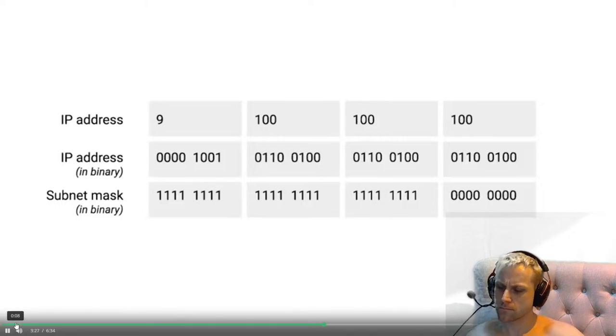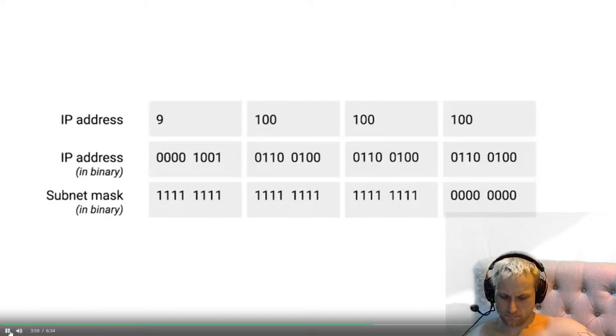You might remember that we already know how to get the network ID for an IP address. For 9.100.100.100, a Class A network, we know that this is just the first octet. This leaves us with the last three octets. Let's take those remaining octets and imagine them next to the subnet mask in binary form. The numbers in the remaining octets that have a corresponding 1 in the subnet mask are the subnet ID. The numbers in the remaining octets that have a corresponding 0 are the host ID.